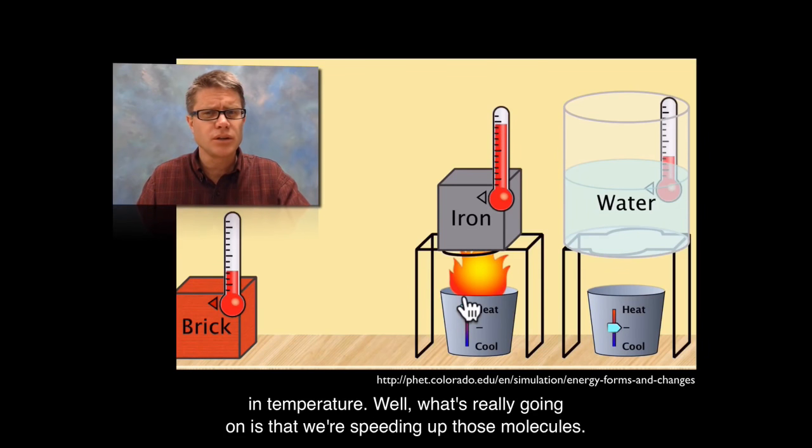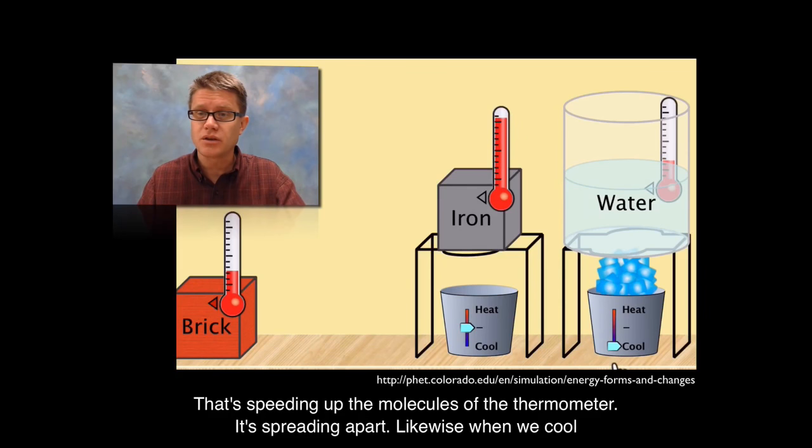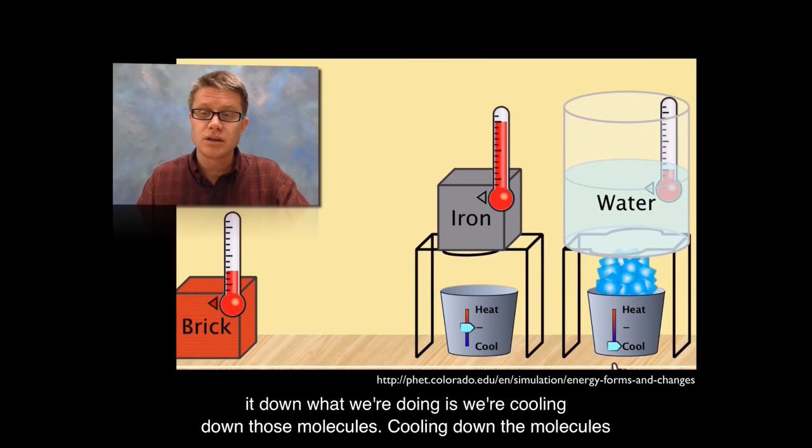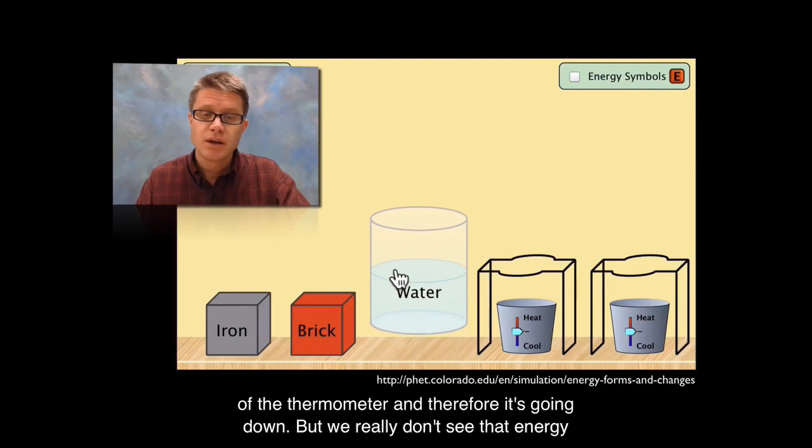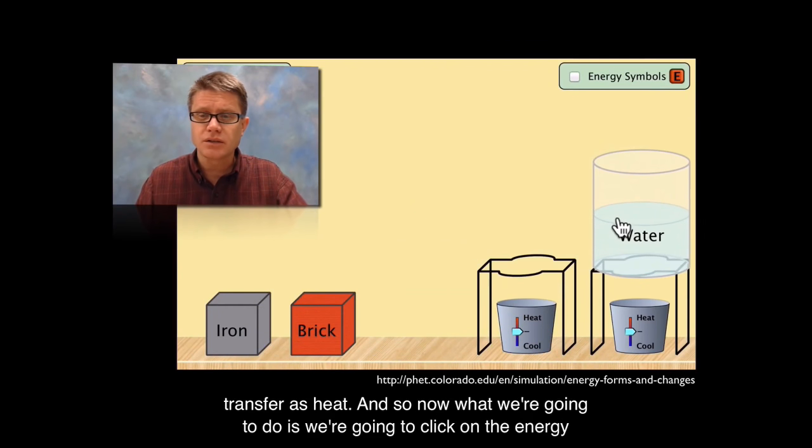what I'm going to see is an increase in temperature. Well, what's really going on is that we're speeding up those molecules. That's speeding up the molecules of the thermometer. It's spreading apart. Likewise, when we cool it down, what we're doing is we're cooling down those molecules, cooling down the molecules of the thermometer, and therefore it's going down. But we really don't see that energy transfer as heat.